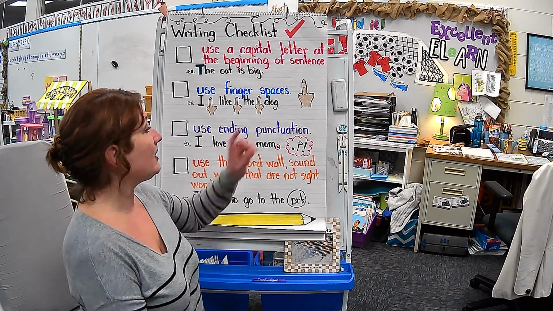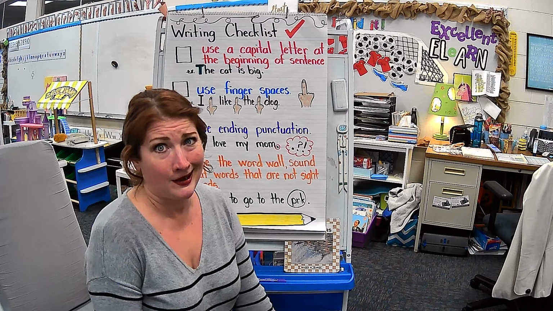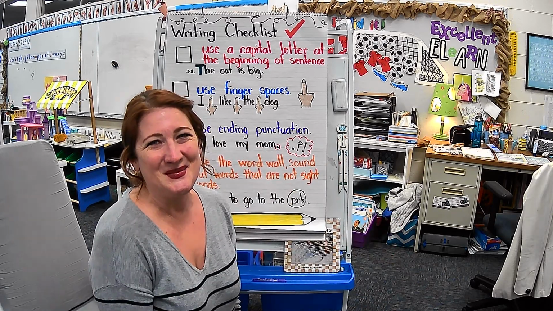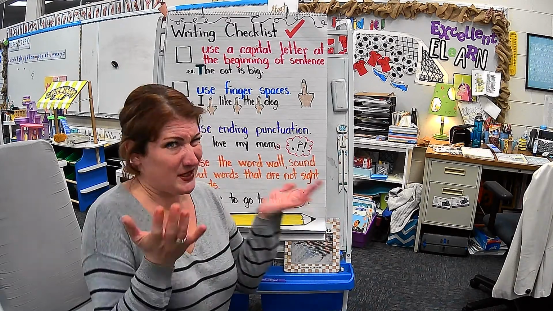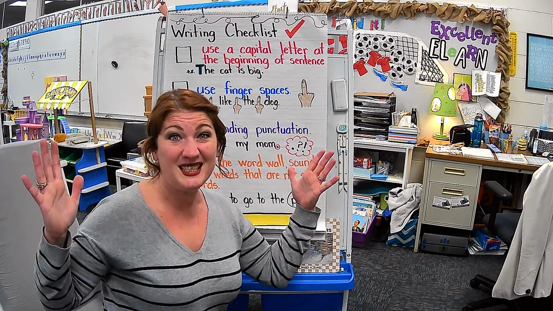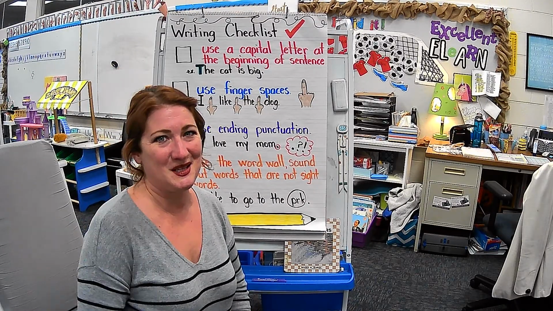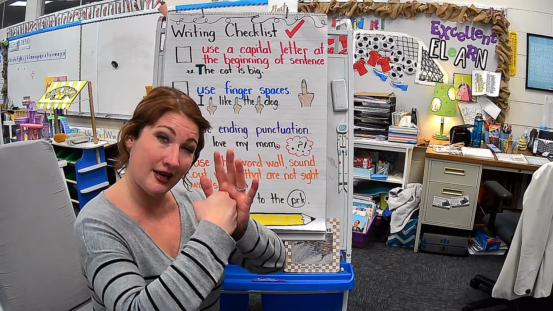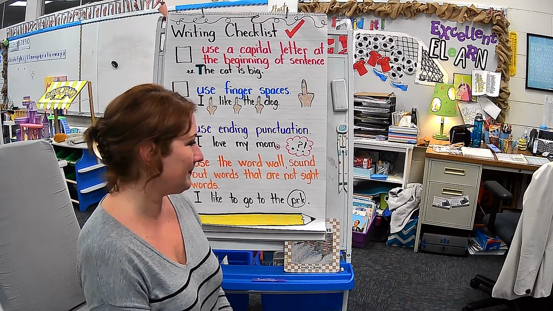Use ending punctuation. All right, so that's a big fancy word for put a period. So we need to have a period. If it's a question, you can put a question mark. If it's an exclamation, a shout-out sentence, you can put an exclamation mark. But most of it is usually a period. So a period helps to stop our sentence.